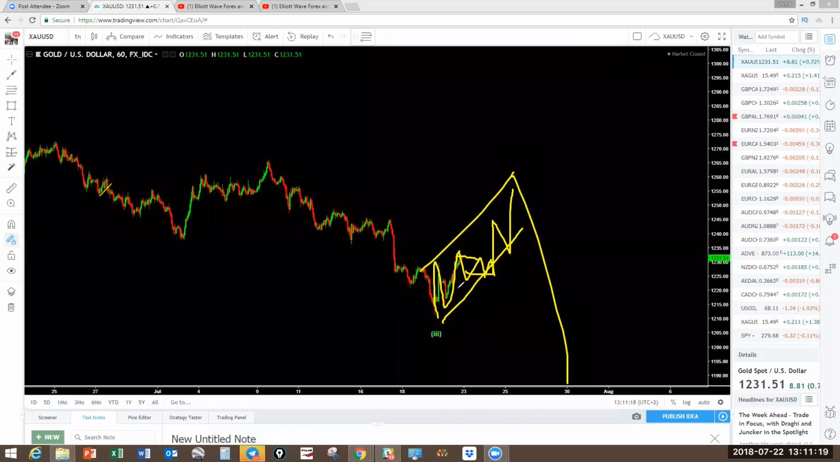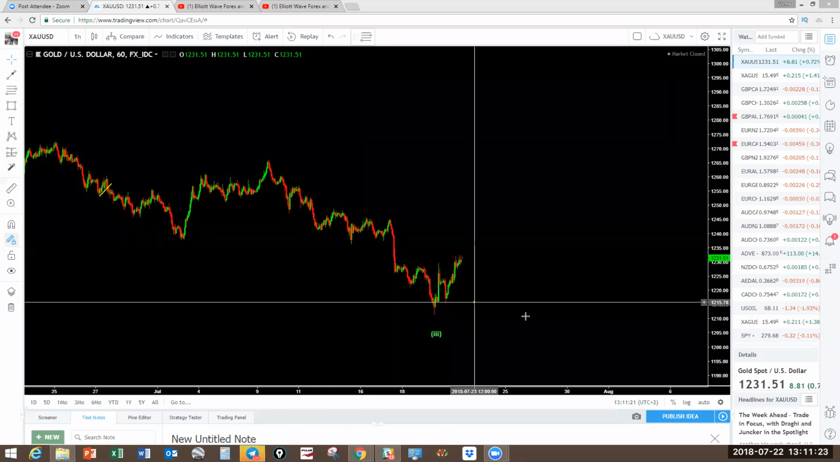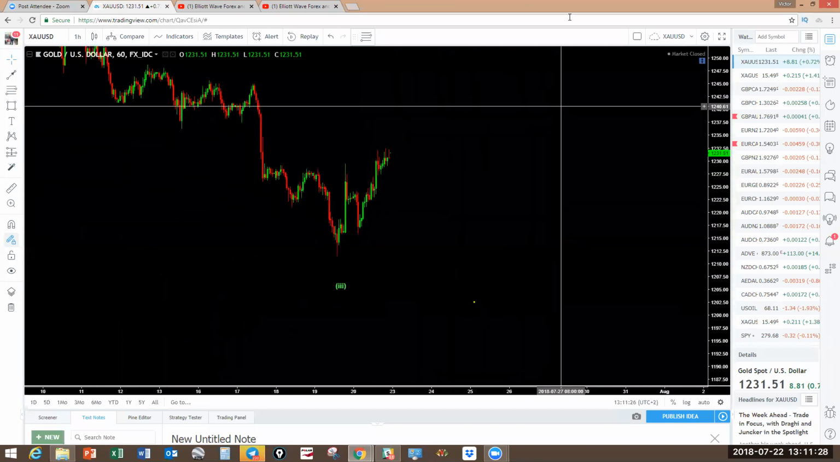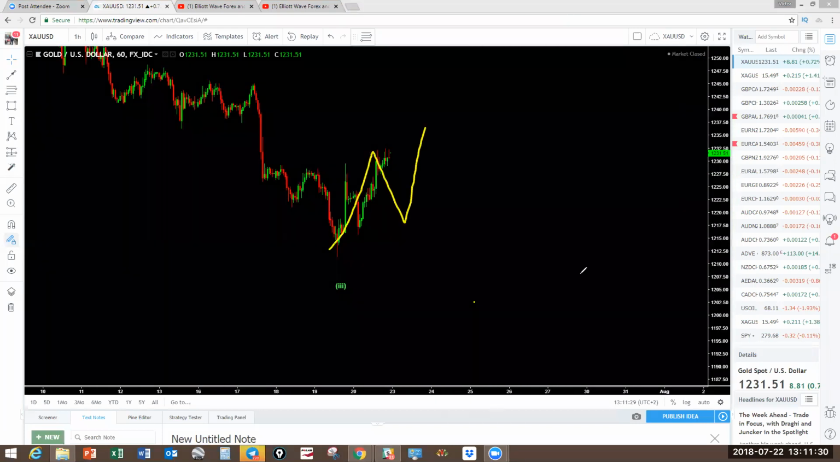So any corrective structure, any up move, is correction on gold. You can see that it's not even going out aggressively. It has made a simple 3-wave move to the upside. And what you can get here is a simple 1, 2, 3, and down.